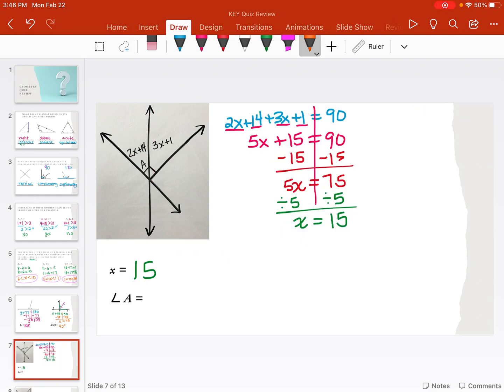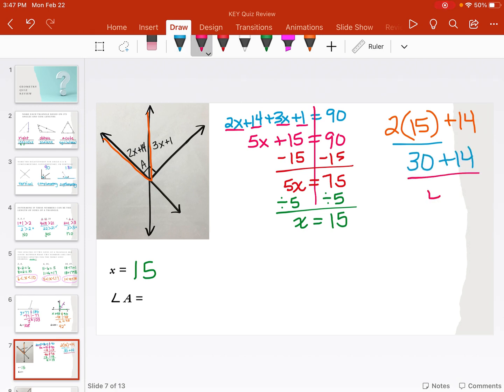So then they want to know what the measure of angle A is. Well, A is just this piece. So I'm going to plug in my 15 for x into that equation. So I have 2x, so instead of x, I'm going to say 2 times 15 plus 14. 2 times 15 is 30 plus 14. 30 plus 14 is 44. So A is 44 degrees.